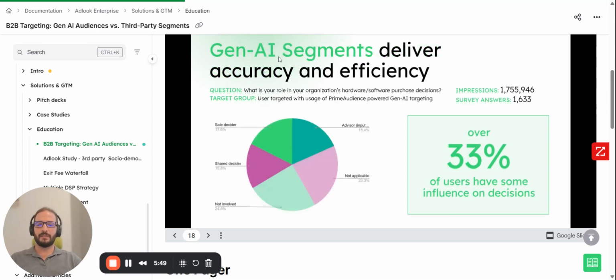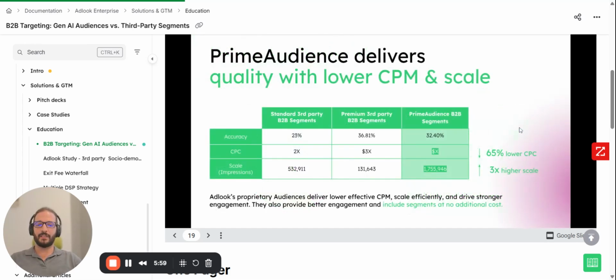So, Gen AI segments, this is our prime audience. Impressions, 1,755,000. Survey answers, 1,633. So the numbers there are huge. The differences are huge. Okay, 23% versus 32%. CPC, we are 65% lower, and we have a 3 times higher scale rate. The numbers speak for themselves.